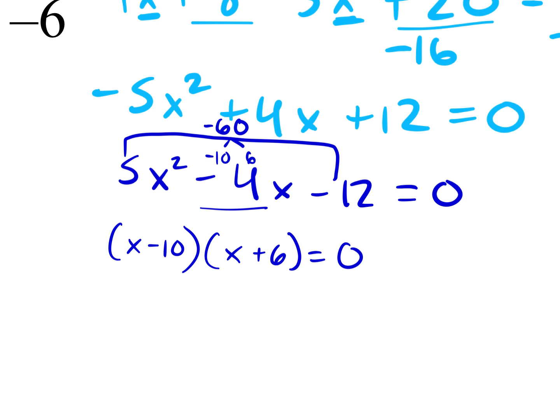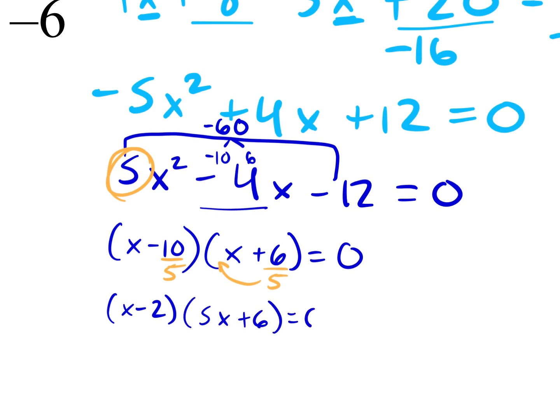What do we have to remember to do next? Divide by 5. Awesome. Don't forget, if you start by multiplying, you have to remember to divide. If you can't divide it, move it in front of the x. So here we have x minus 2 and 5x plus 6. So x is equal to 2 and x is equal to -6/5.